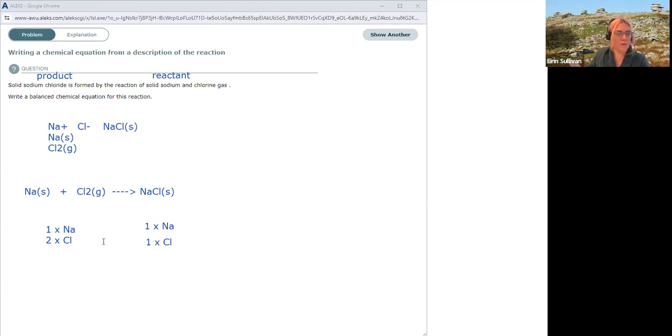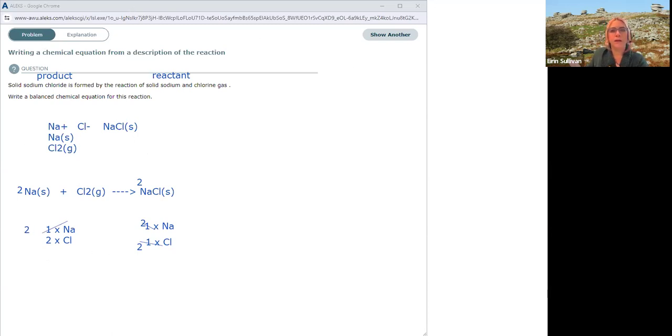Okay, so we know we've got to end up with more chlorine. You can either use a fraction and put a half in front of the Cl2 and then times everything by 2, or you can say, well, I've got to have more chlorine here, so I'm going to put a 2 in front of the NaCl. So I've got to update my counting. I've now got 2 sodiums and 2 chlorines. My chlorine is correct, but my sodium is out, so I've got to put 2 in front of my sodium, update my counting, and I get 2 sodiums on this side.